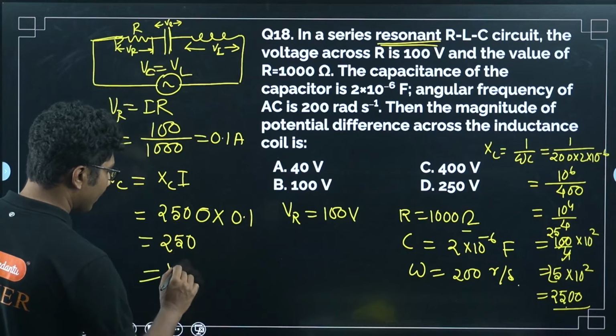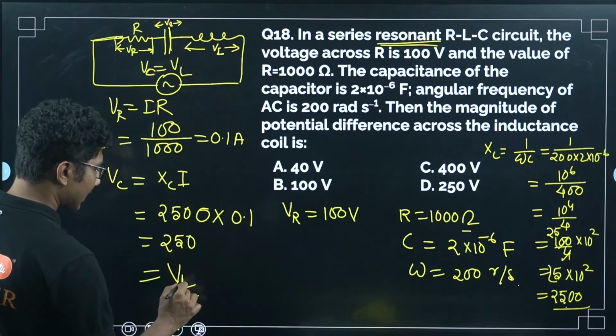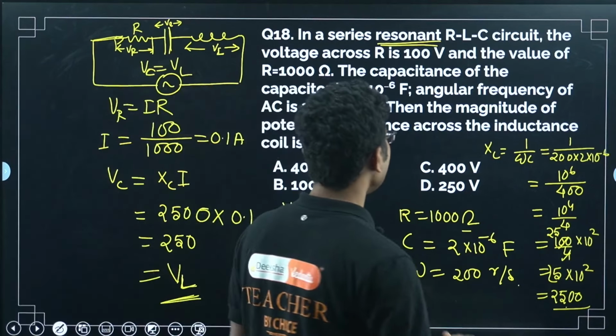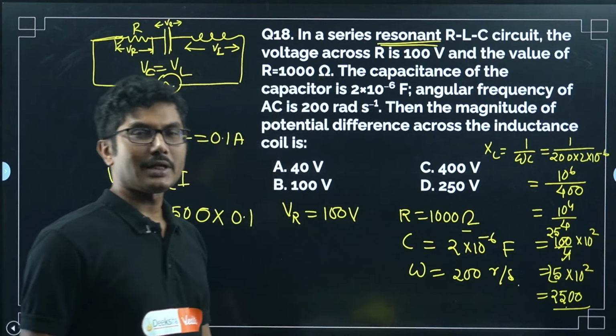The same value will be for the inductor as well, because the circuit is in resonance condition. For resonance condition, the voltage across the capacitor should be the same as across the inductor. So the correct answer is option D, 250 volt. Very interesting, very important question. Not difficult in terms of mathematics, not difficult in terms of formula, but difficult in terms of concept, right?